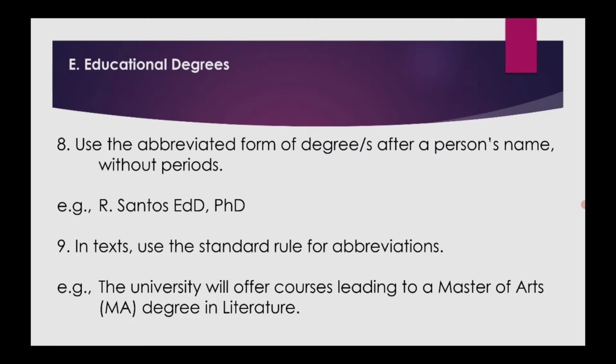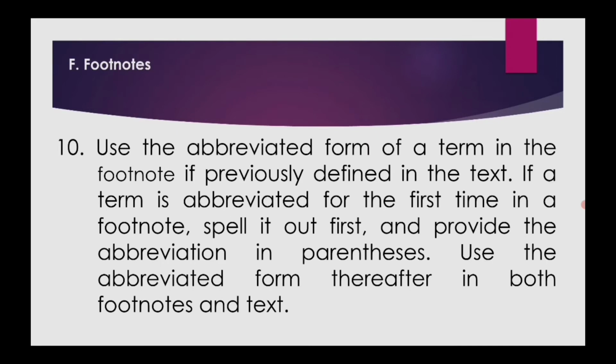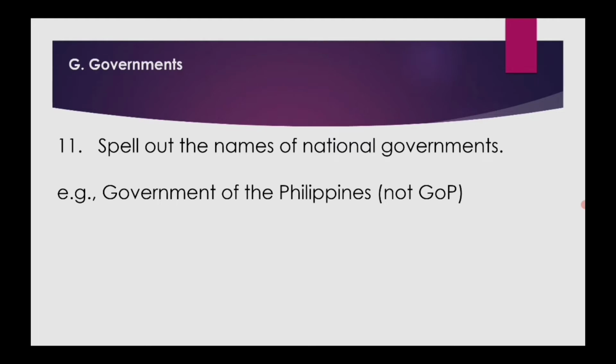So that's what happened. Number 9, in texts, use the standard rule for abbreviations. Example, the university will offer courses leading to a Master of Arts or MA degree in literature. What about footnotes? Use the abbreviated form of a term in the footnote if previously defined in the text. If a term is abbreviated for the first time in a footnote, spell it out first and provide the abbreviation in parentheses. Use the abbreviated form thereafter in both footnotes and texts. Number 11, spell out the names of national governments. So you have example here, Government of the Philippines, not GOP. So you have to spell out.